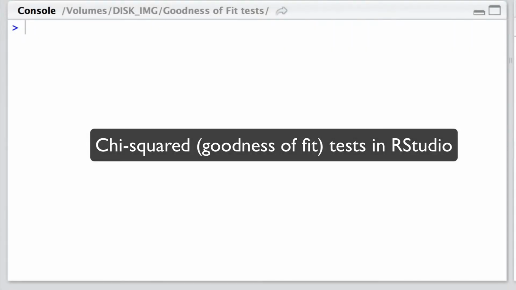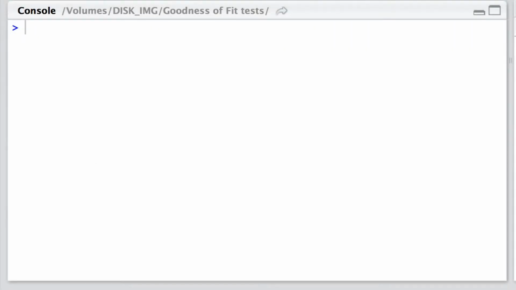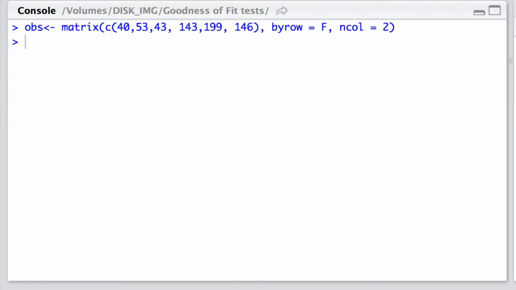And welcome to this short tutorial in which I explain how to conduct chi-squared tests in RStudio. First of all, let's get some data. And the data come from Graham Rabby, who was a PhD student at Carleton University.